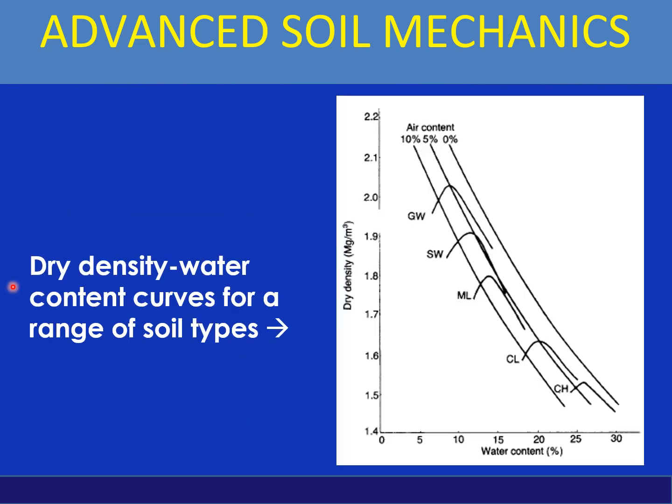So here on this slide, dry density versus water content curves for a range of soil types. So different soils, GW, SW, ML, CL, and CH, we are having the curves like that. And here you can see the 0% air content line. This is 5%, this is 10%.